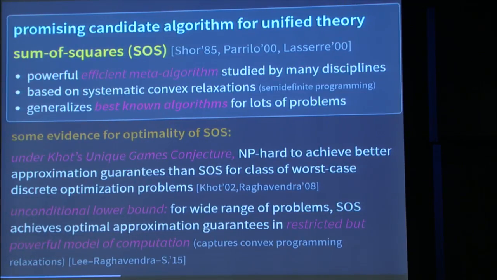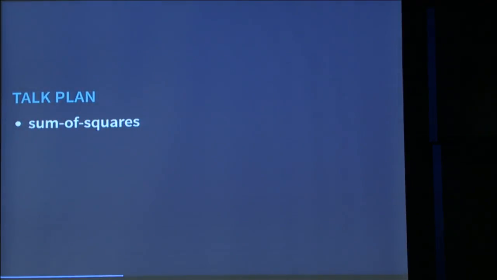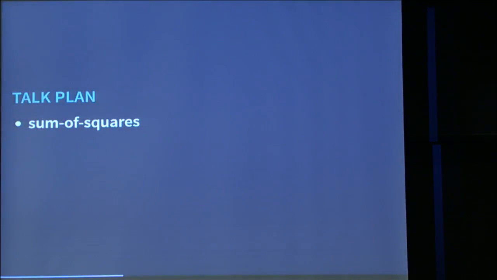Okay, so these are two incomparable results, but both pointing towards sum of squares might be an optimal algorithm. Okay. So now the plan for the rest of the talk is that I first introduce the sum of squares algorithm and illustrate in what sense sum of squares captures the best known polynomial time algorithms for many discrete optimization problems like min cut and max cut.